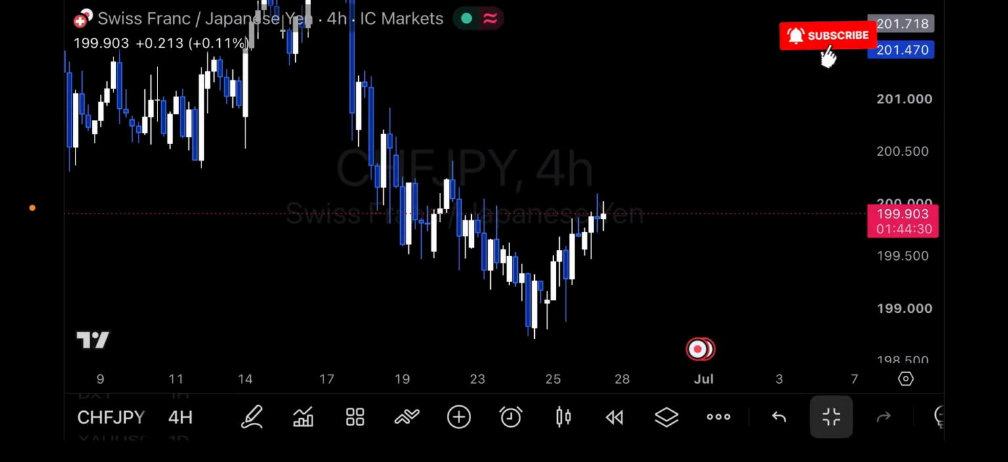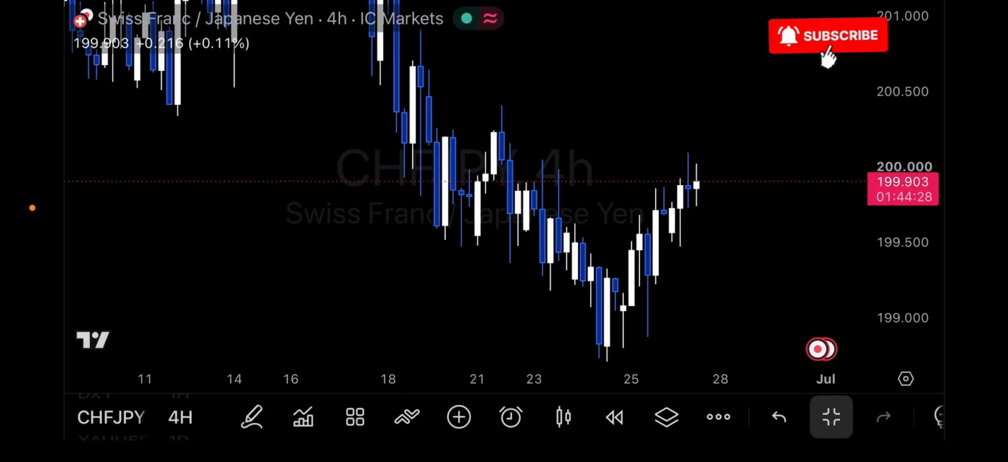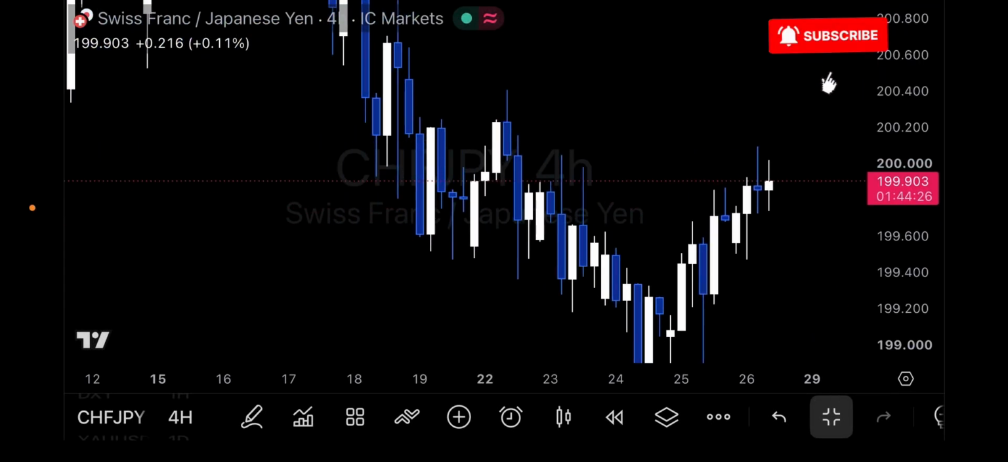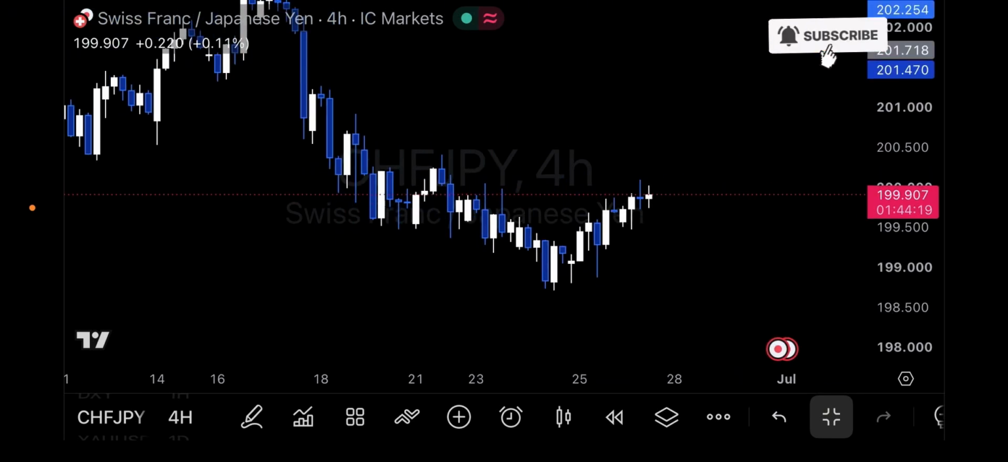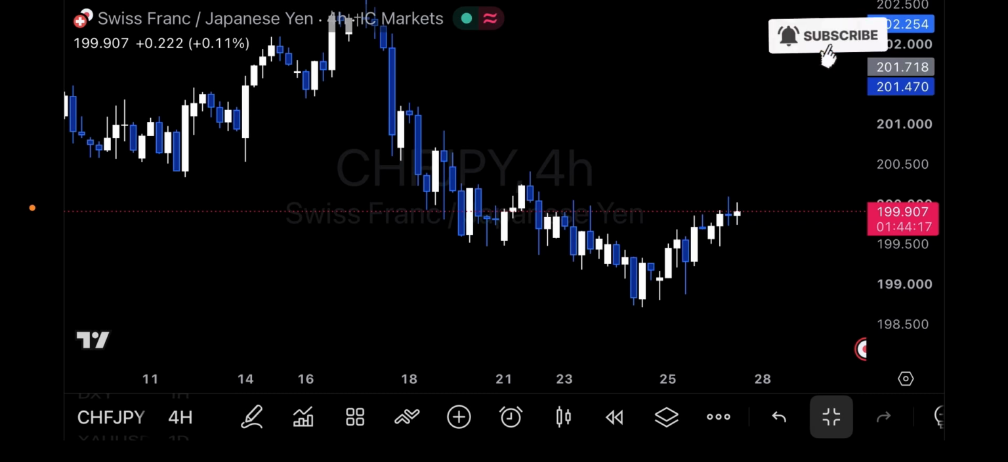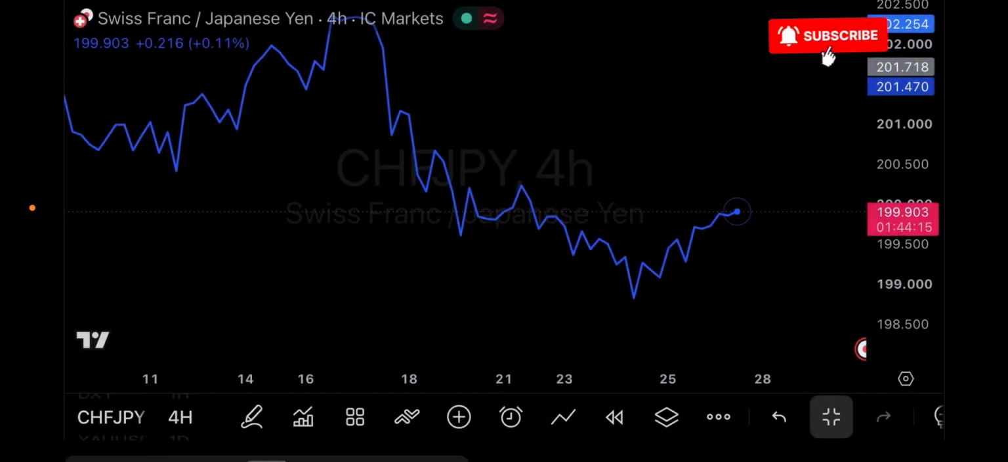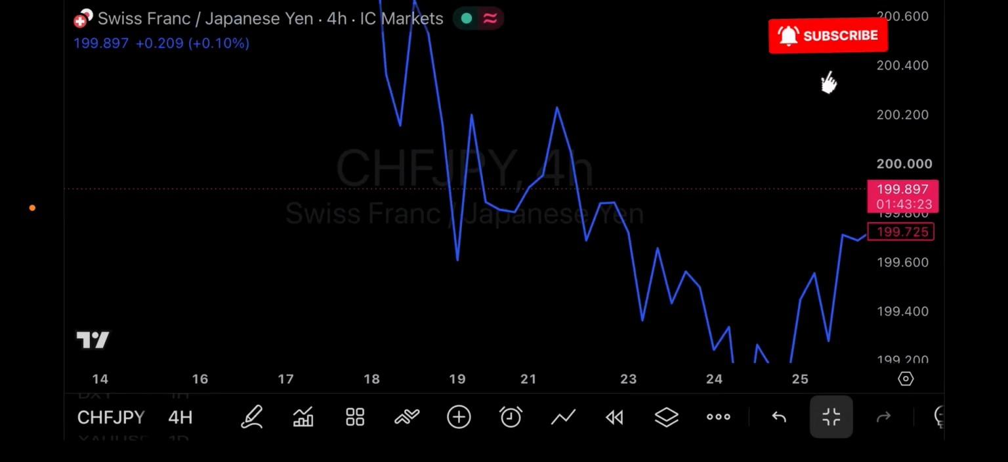Today I'm going to be showing you how to identify the key levels in malicious support and resistance. This is the first of the series, so let's get right into it. First of all, when you want to properly identify key levels in malicious support and resistance, you change to your line chart first.